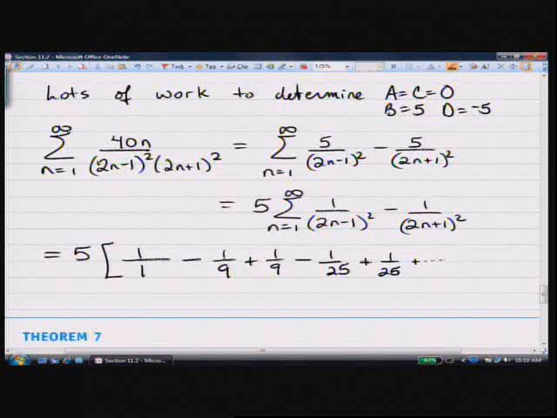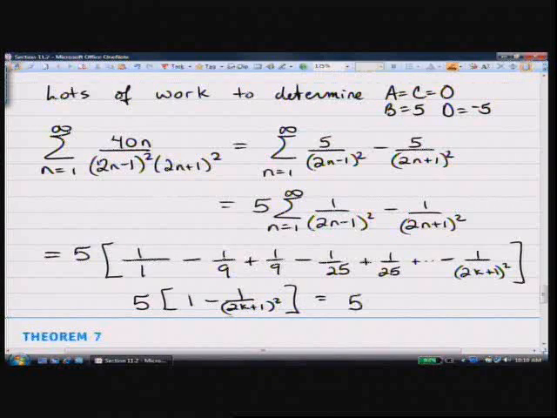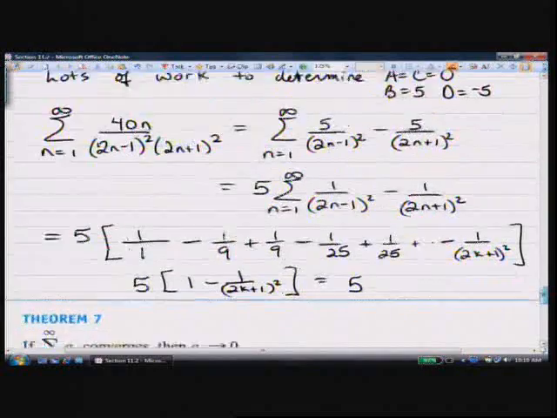And in the end, for the kth one, you're just going to have 1 over 2k plus 1 squared left. And the minus 1 will have canceled. So you're going to have 5 times 1, and actually this will be a minus, minus 1 over 2k plus 1 squared. But as k goes to infinity, that's going to go to 0. So your sum is going to go to 5. All right? So that is just some fun that you can have with these problems. That's called a telescoping series.